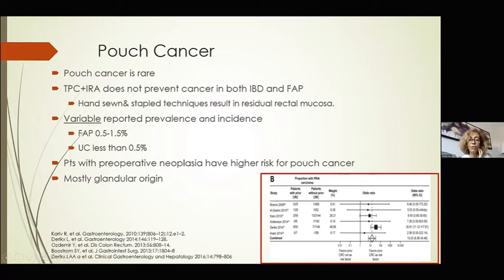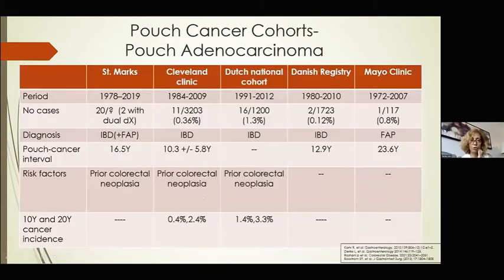Patients with preoperative neoplasia, both FAP and IBD, carry higher risk for pouch cancer, and you can see the impressive odds ratio from several studies here. Pouch cancers are mostly glandular. You heard that from Dr. Ko. I will not elaborate more. You can read this in the Pouch Consortium paper.